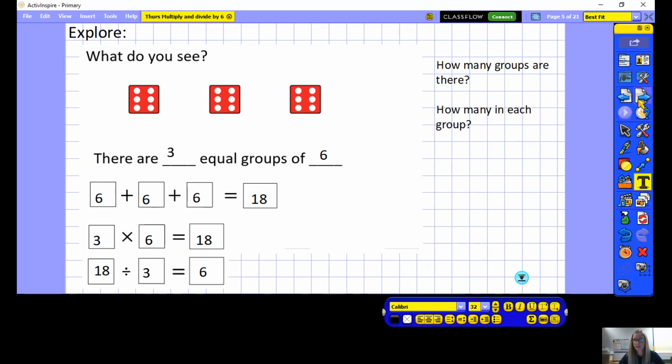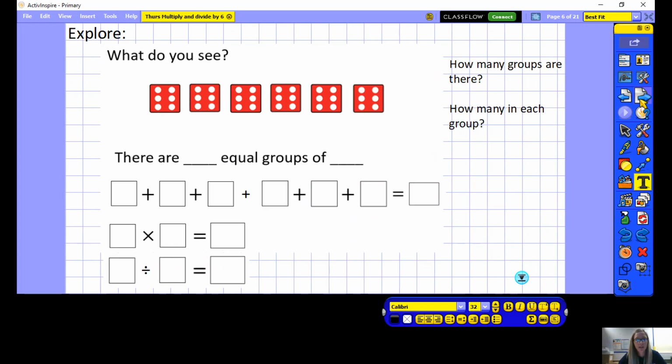Okay, let's have a go at another one. Okay, so what do you see? Think about how many groups are there and how many are in each group. I wonder if you could have a go at completing the questions before I show the answers. So in a moment, you'll have a go at writing out this question. So there are something groups of something, and then have a go at writing that as an addition, and then have a go at writing it as a multiplication and a division. So pause the video while you have a go at this.